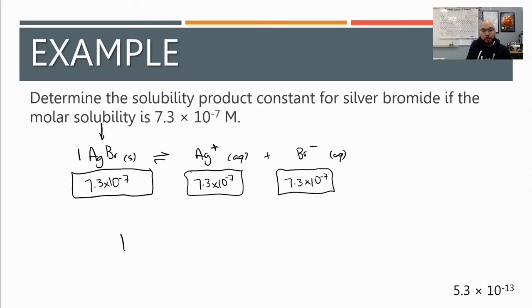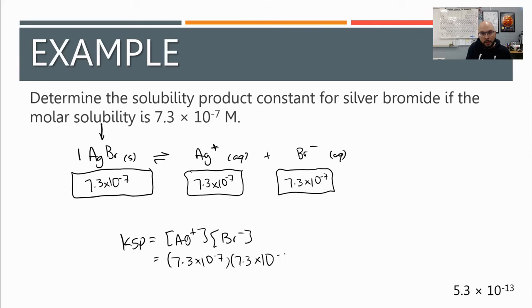And we should remember that the KSP expression is the concentration of the two ions multiplied. So Ag+ in this case, and just one of each. So it's not squared, it's not multiplied by anything. So all we're going to do is take 7.3 times 10 to the negative 7 and multiply it by 7.3 times 10 to the negative 7. At equilibrium, those are the concentrations of those ions. So all I've got to do is put this into my calculator.